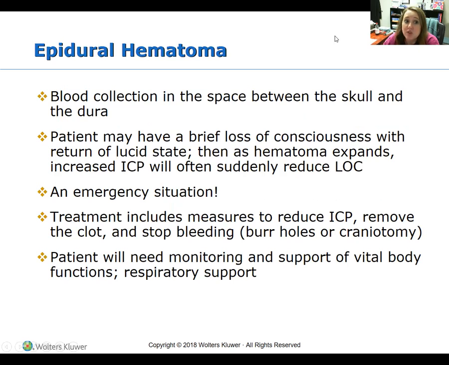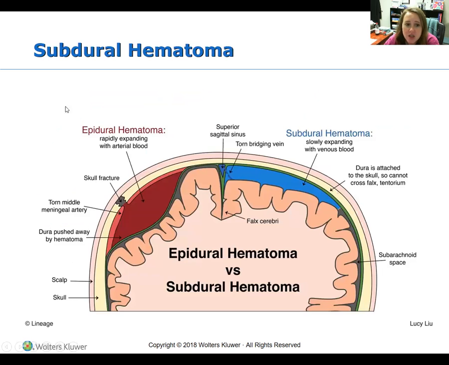Epidural hematoma. This is blood collection in the space between the skull and the dura, and I've got a picture on the next slide that really can show you guys what it looks like, but this is an emergency situation. So right here you have the epidural hematoma, and this is the collection of blood in the space between the skull and the dura, right? And then we have a subdural hematoma, and this is where we have a collection of blood between the dura and the brain.